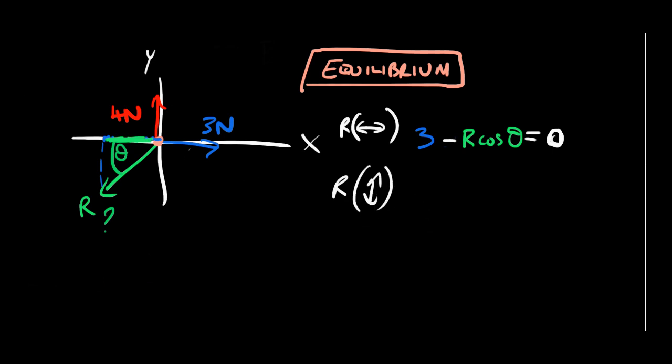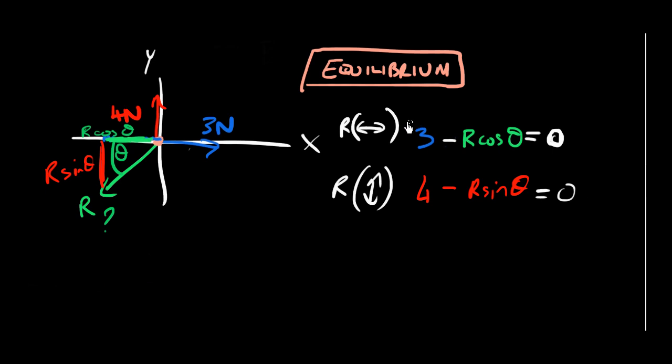We have 4 newtons going up, so 4 newtons plus the vertical component of that one, but since it's negative it's going to be R sine, right? That's going to be R sine of theta, because it's the opposite to the angle, and this was R cos theta there. So R sine theta would be 4 minus R sine theta, because they're going in opposite directions, and that's equal also to 0.